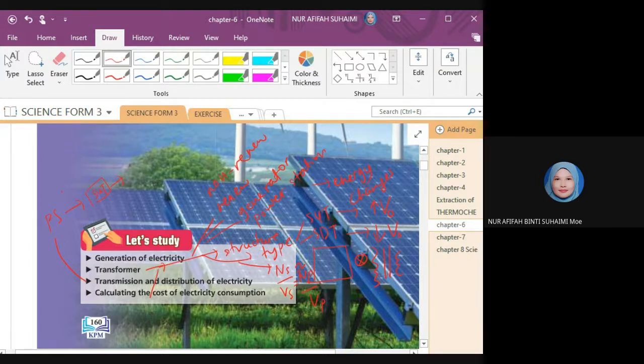Right, and then we go to the national grid network. So this 11 kilovolt will become 132.145 kilovolt after the voltage passes through the step up transformer. This one is for transmission. And then for distribution, we start with the branch substation.